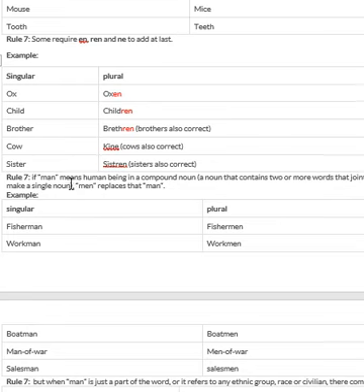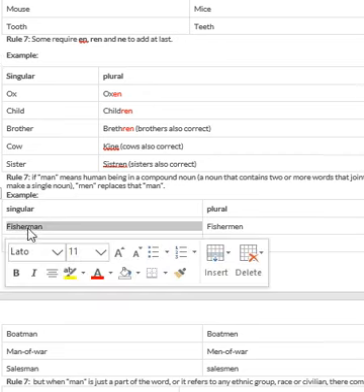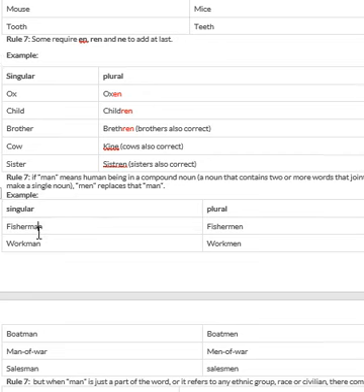Another rule: if man means human being in any word, compound noun. A compound noun is two or more nouns joined to make one single noun. You will know this later on, but you will have to know it now. In the word fisherman, there are two words, fisher and man.